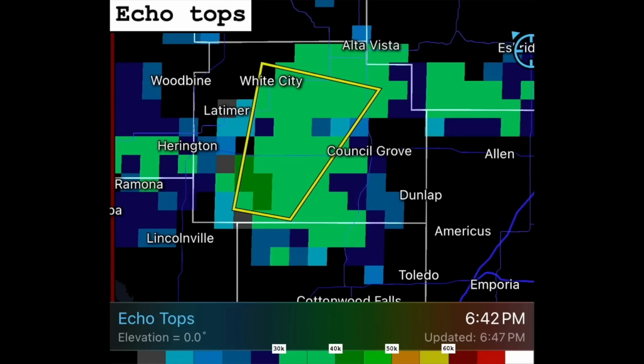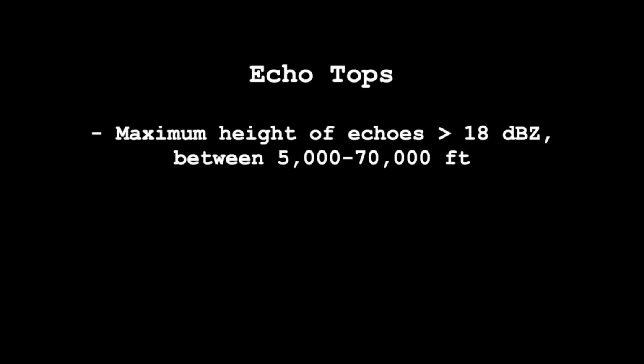One radar product that's useful in monitoring updraft intensity during and after initiation is the EchoTops product, which shows the maximum height of precipitation echoes detected by the radar that exceed 18 dBz between 5,000 and 70,000 feet above radar level.